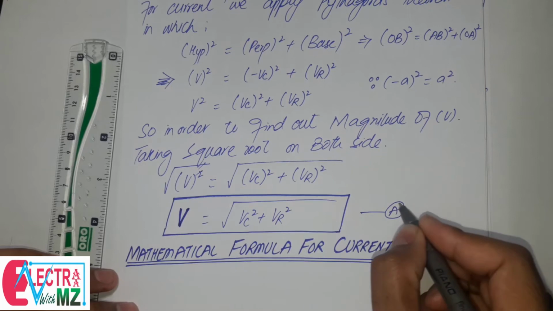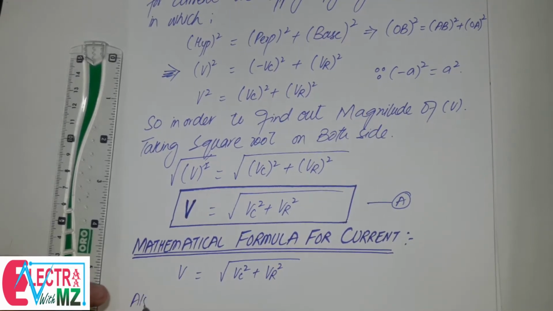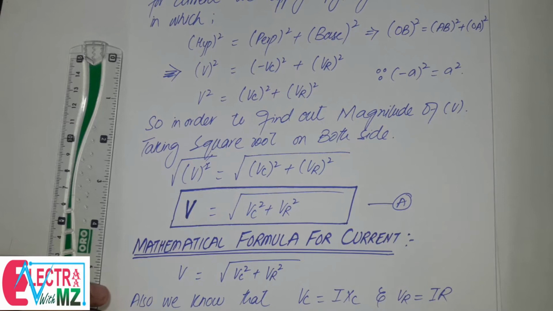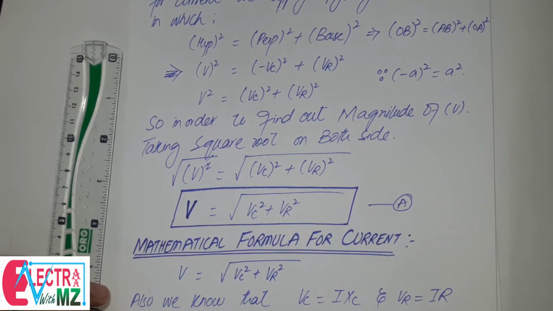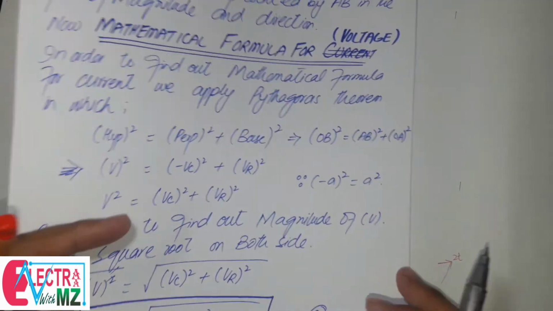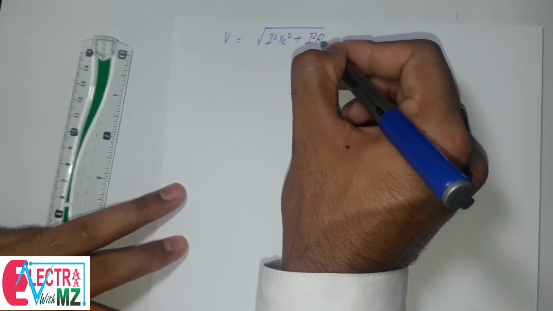So by using equation number A, as we know that V is equal to square root of VC whole square plus VR whole square. Also we know that VC is equal to IXC and VR is equal to IR. So putting the values in equation A, we get V is equal to square root of IXC whole square plus IR whole square. Okay. Here V is equal to square root of I square XC whole square plus I square R square.